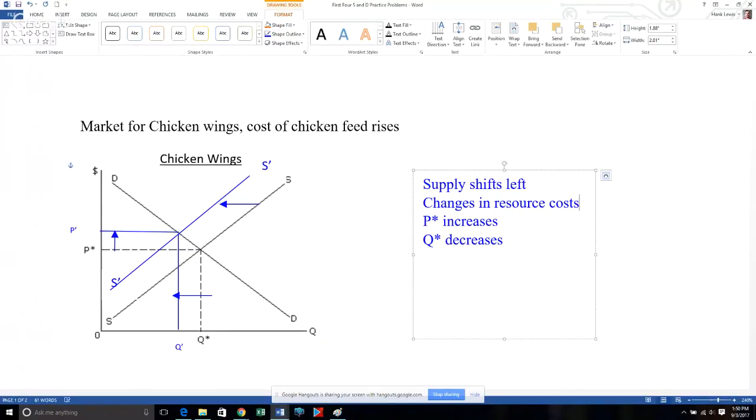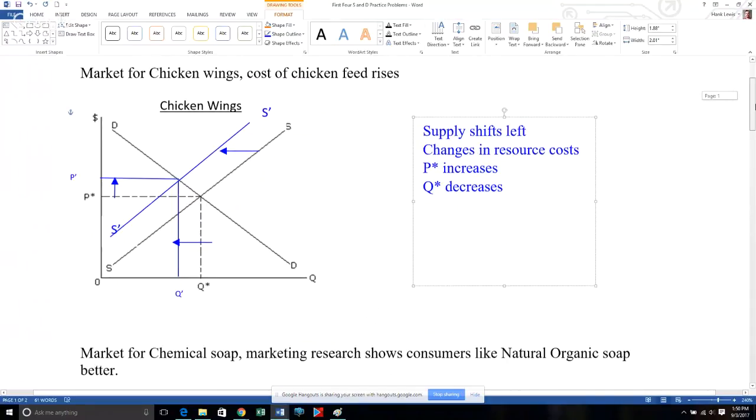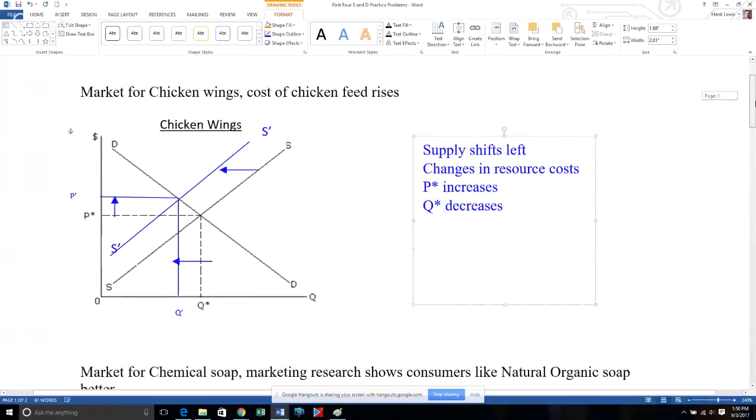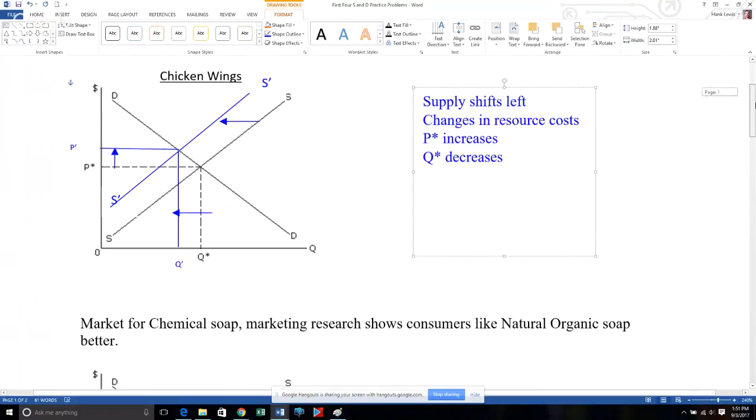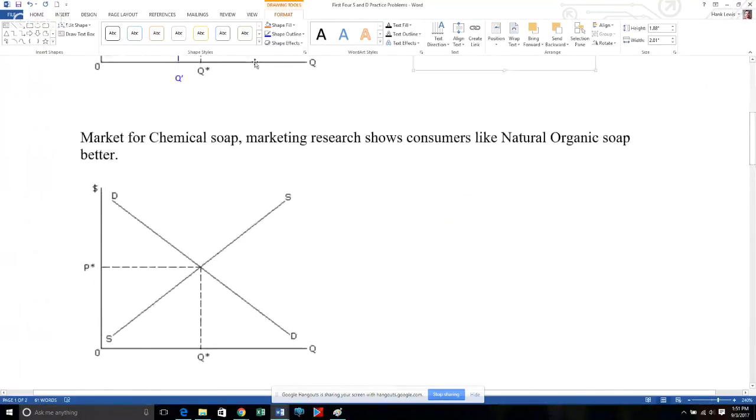Okay. And what's the effect on the market? P star increases and Q star decreases. And so here we have a fully worked example for the problem. All right, so that is our first example. Okay, now we're gonna move on over here. We got our new example.